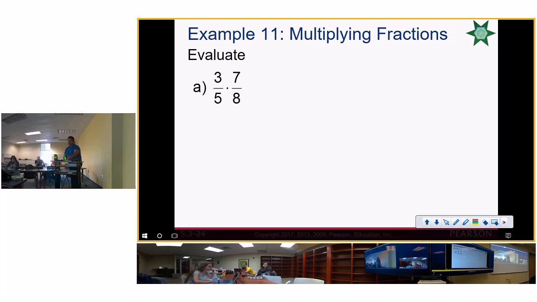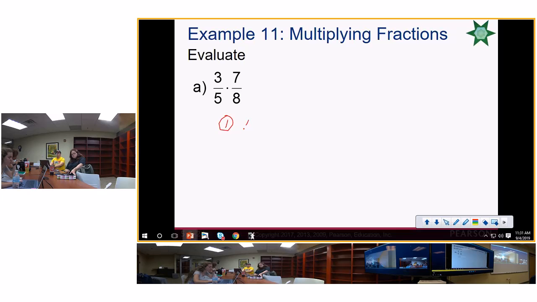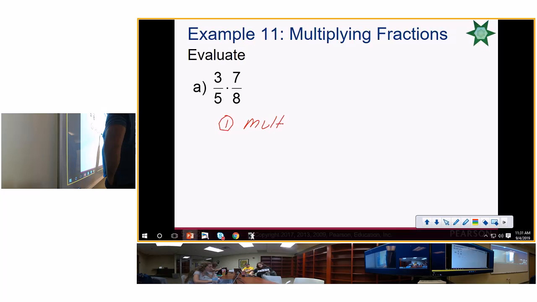Okay, so there's two rules that I like to tell students as far as multiplying fractions. One, multiply and reduce, or two, reduce.